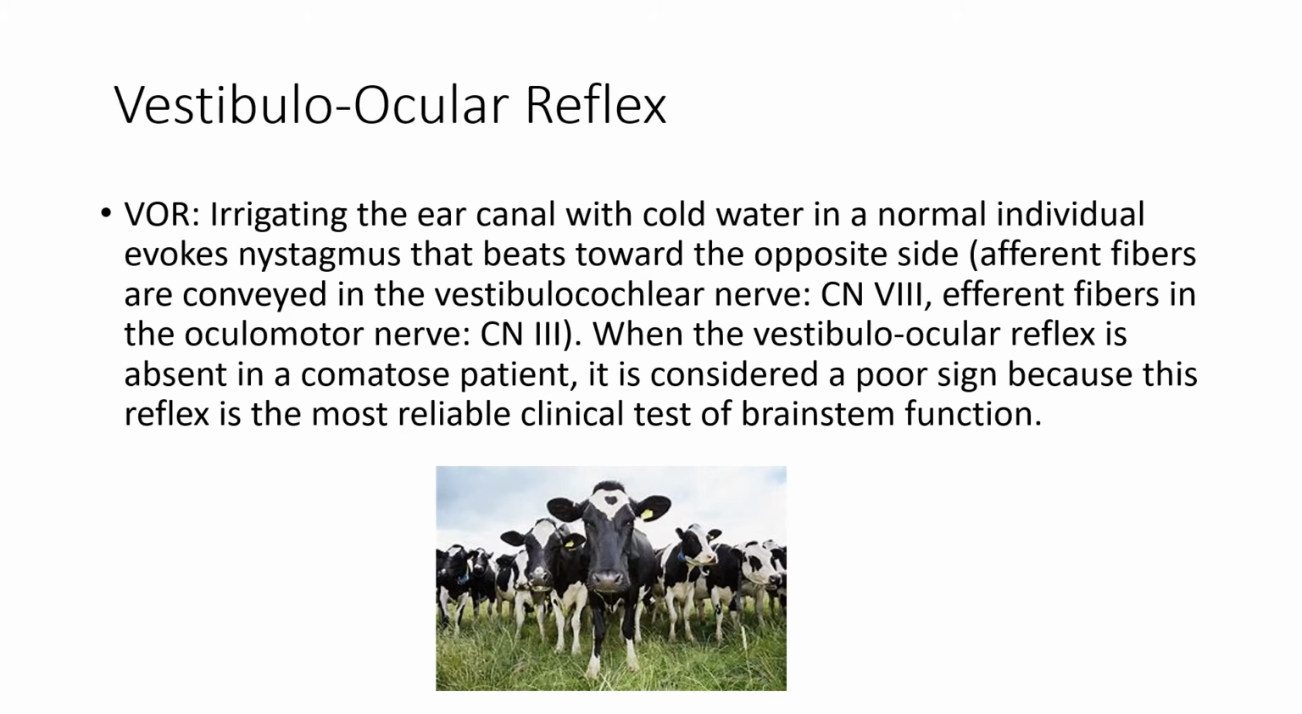It's also a way that they can kind of work to play around with some neuro rehab with your patients. So why are there some cows there, you ask, right? So the mnemonic is cold, opposite, warm, same. So cold, the corrective nystagmus beats towards the opposite side, and then warm would be same side.